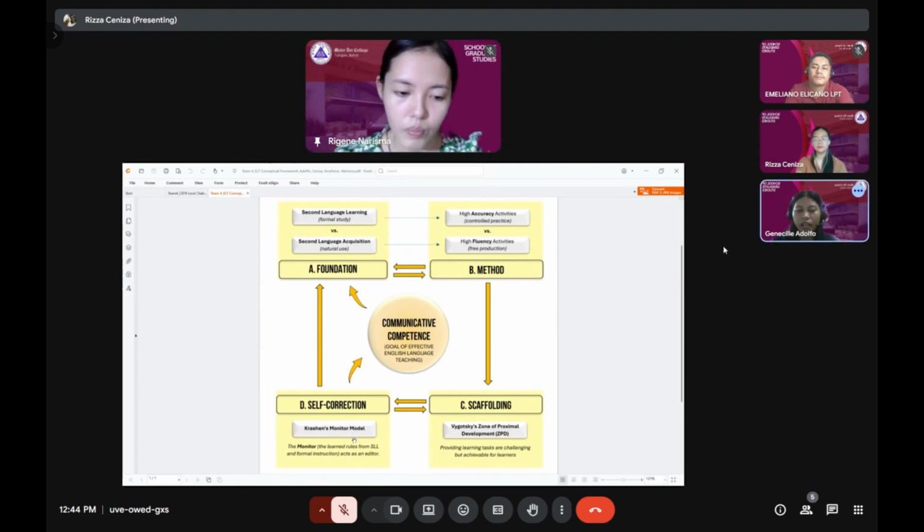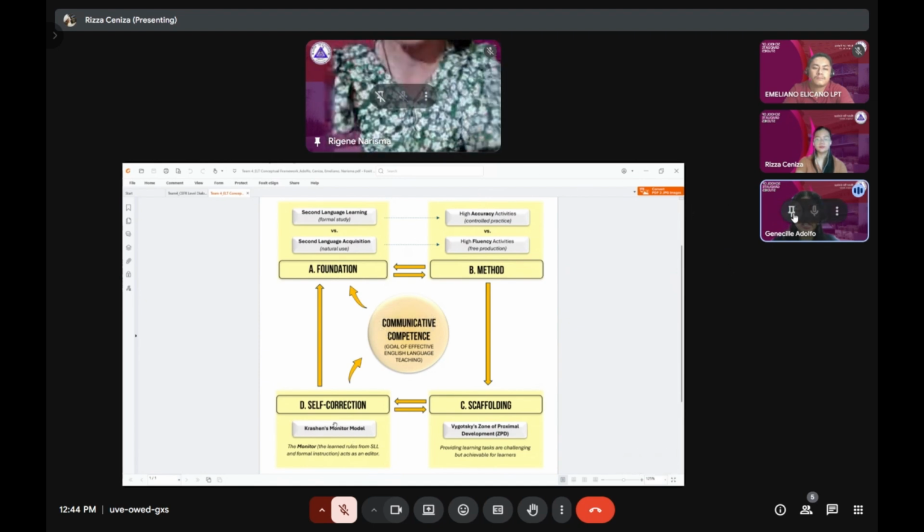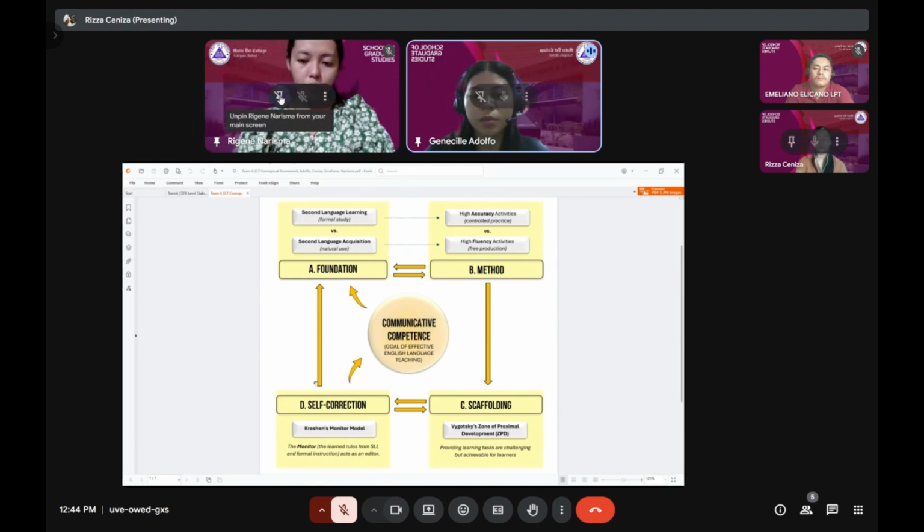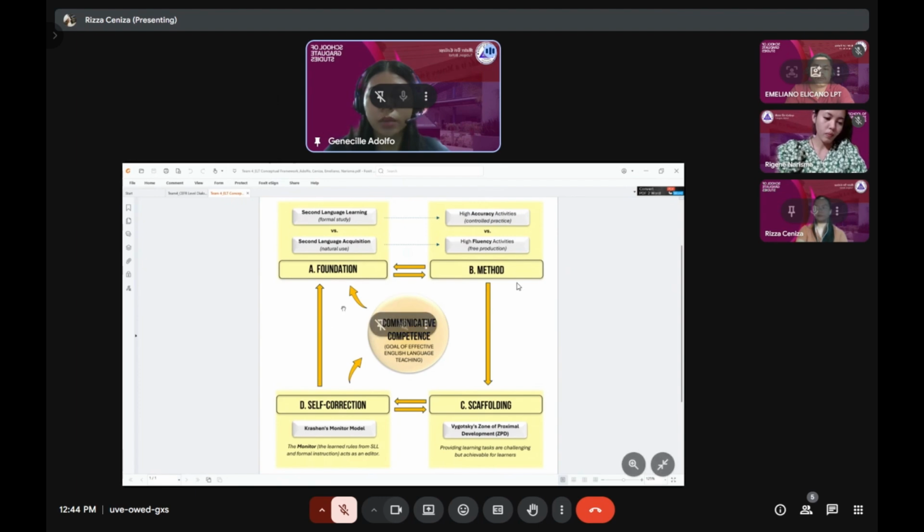In summary, our ELT conceptual framework is a dynamic system focused entirely on achieving communicative competence. It begins with foundation, second language learning versus second language acquisition, and moves to method, accuracy versus fluency. Then it uses scaffolding, which is the zone of proximal development, to facilitate challenging tasks. And finally, it integrates self-correction from Krashen's monitor to refine output.